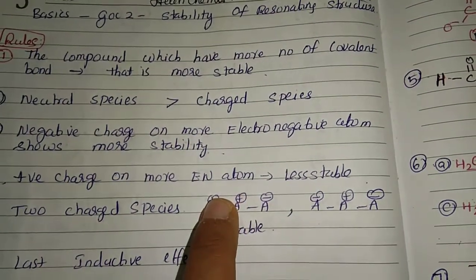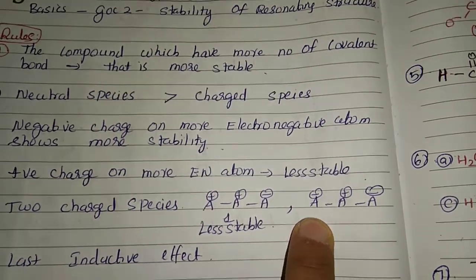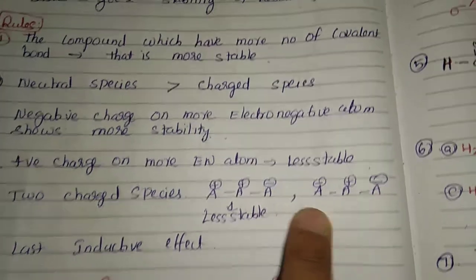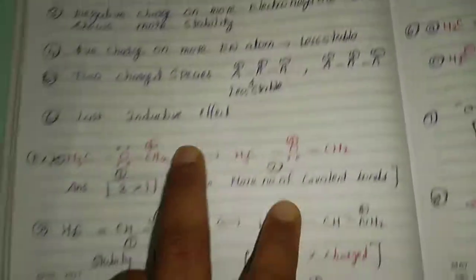Like charges cause repulsion, so that is less stable. Unlike charges attract, so it is more stable. And last, you have to find the inductive effect. Next, examples.